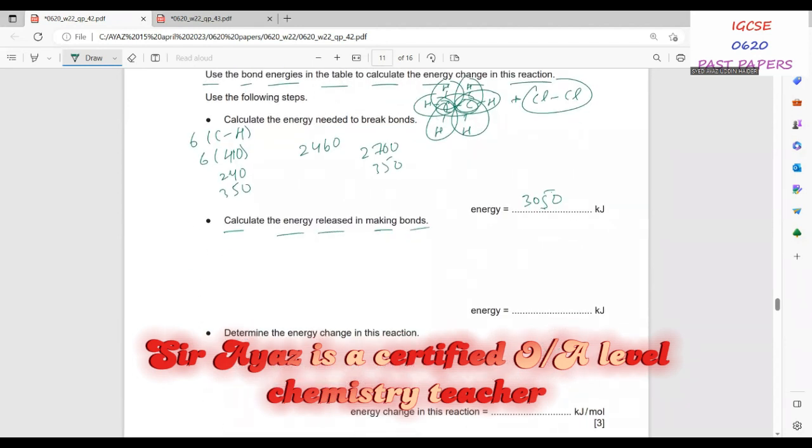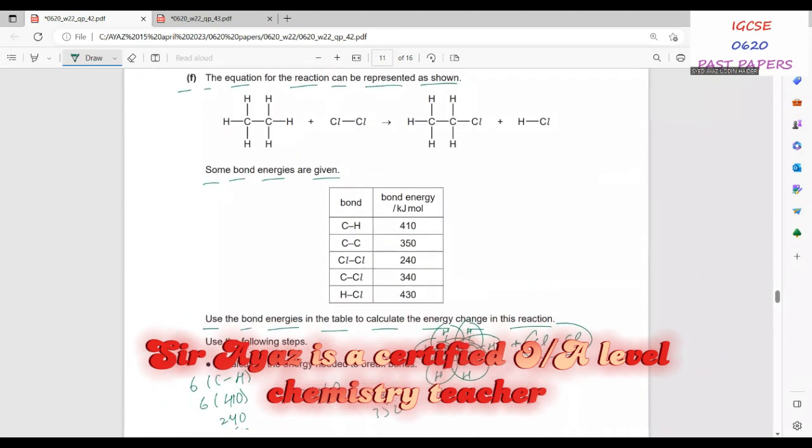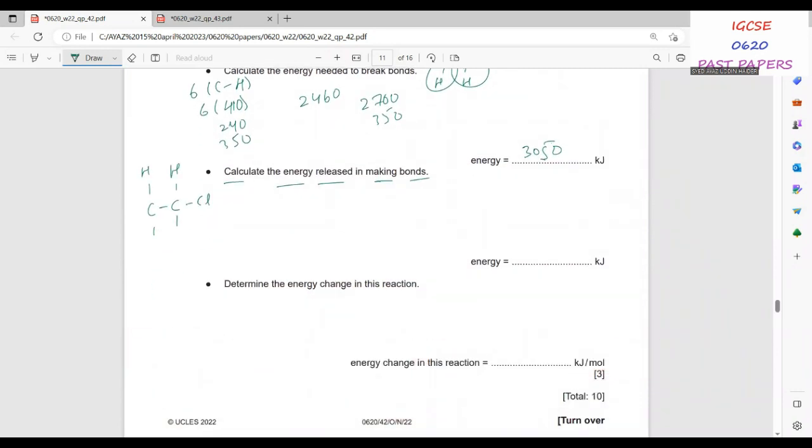Calculate the energy released in making bonds. So what bonds are made? I'll draw the products here. These are the products, so you can now write down the formula for the products. This time we have 1, 2, 3, 4, 5 CH bonds, and 1 CC bond, 1 CCl bond, and 1 HCl bond.